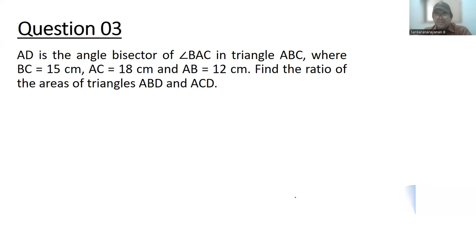Okay, keep a watchful eye on the timer. And here we go, time over. So let me quickly explain this question. Okay, so what does it say here? In the question, it is given AD is the angle bisector of angle BAC in a triangle ABC, where BC is 15, AC is 18, and AB is equal to 12 centimeters. Find the ratio of the areas of triangles ABD and ACD. That's what it is given.